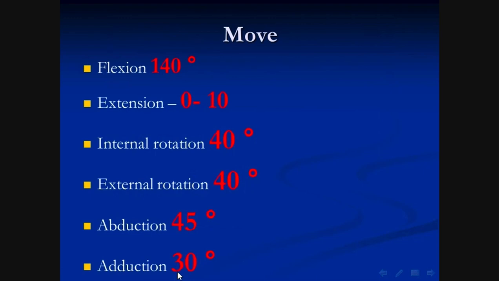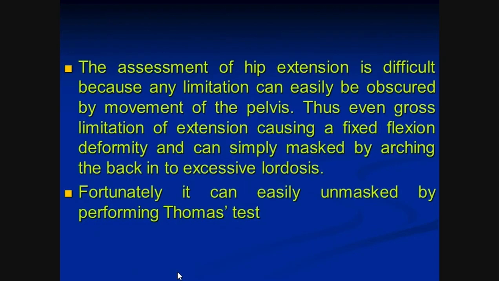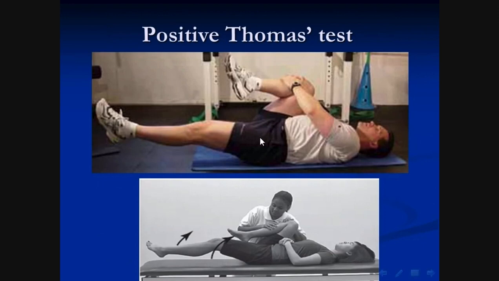The assessment of hip extension is difficult because any limitation can be easily obscured by movement of the pelvis. Thus, even a gross limitation of extension causing a fixed flexion deformity can simply be masked by arching the back in excessive lordosis. Unfortunately, it can easily be unmasked by performing the Thomas test. So, when we have a fixed flexion deformity of the hip, the patient can move his trunk and put it in hyperlordosis to bring the hip joint into extension.